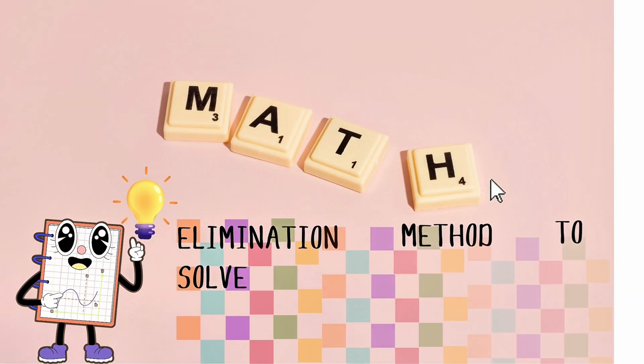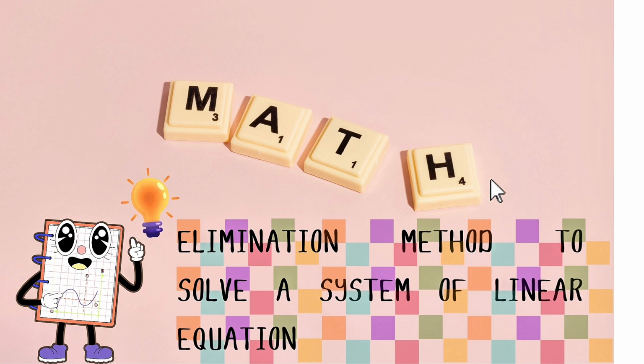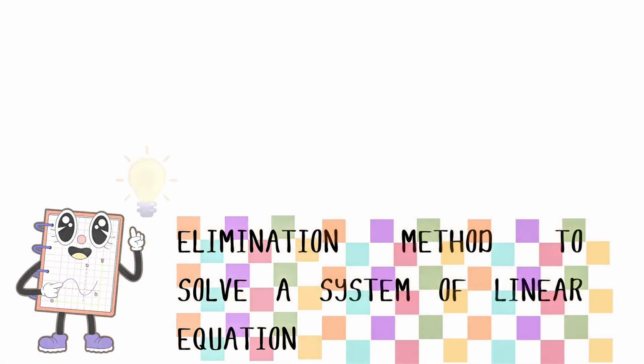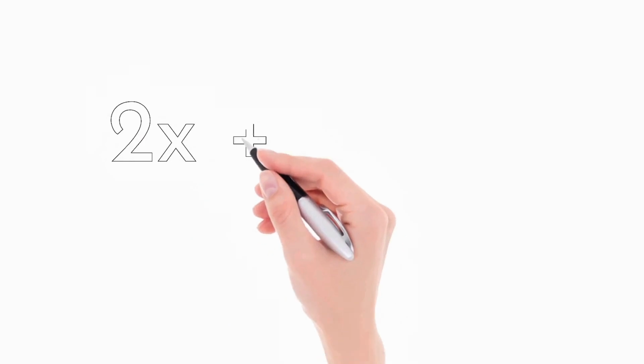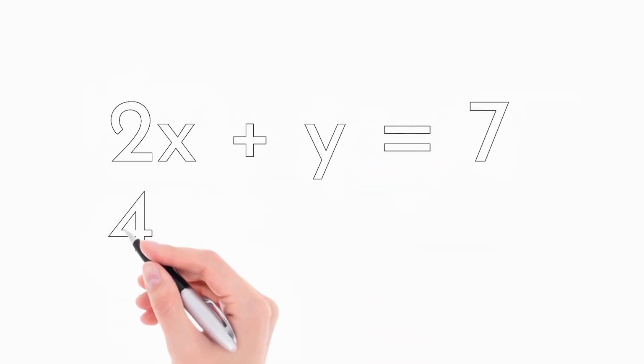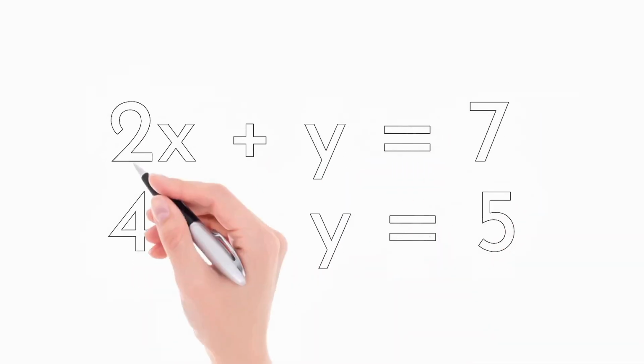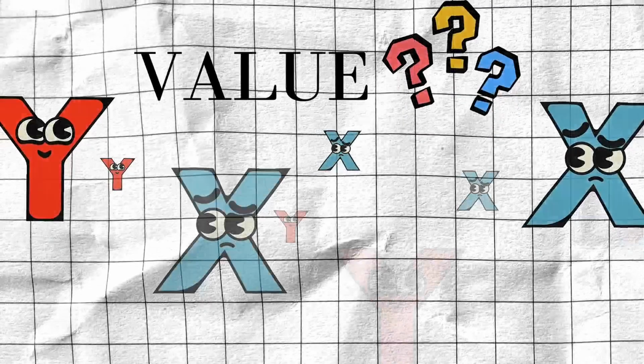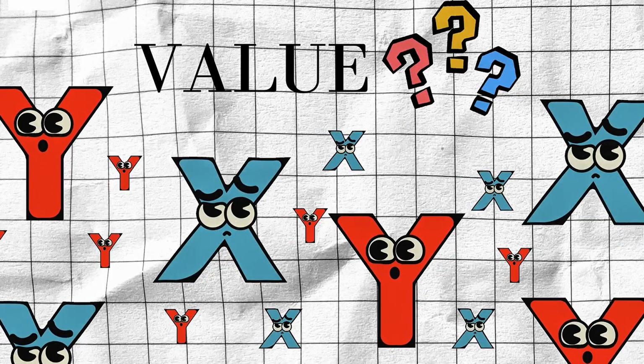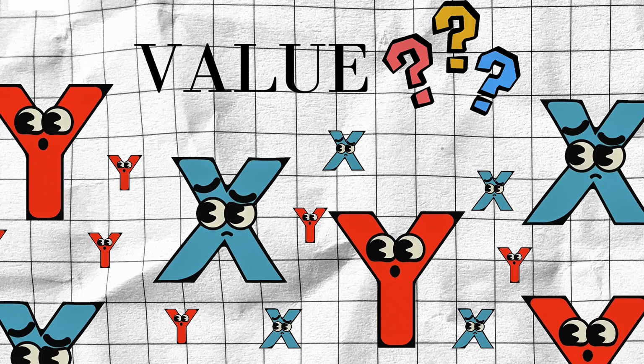But wait, before we solve Junner's farm mystery, let's warm up with a simple example so you can see how this method works. Now we will use the elimination method to solve a system of linear equations. We're going to go over an example where we have 2 variables. So, let's say that 2x plus y is equal to 7 and 4x minus y is equal to 5. So, how can we find the value of x and y? By the way, whenever you have 2 variables, you need 2 equations to solve it.